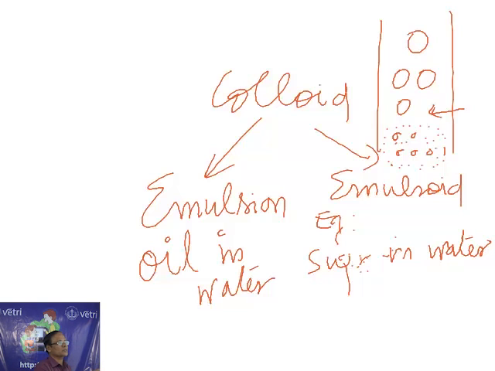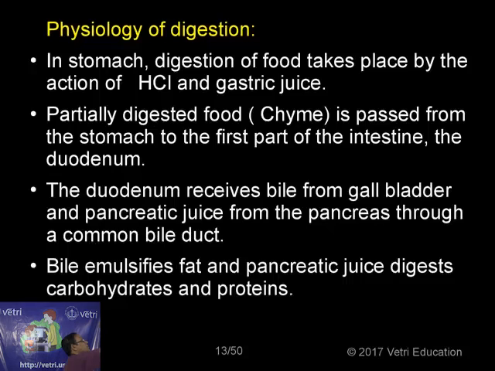Now the oil particles, like the fat globules, are floating in water. So a mixture of oil particle or fat globule plus water is called the emulsion. That emulsion is formed by the action of the bile, hence the word emulsification. So the main function of the bile, it doesn't contain any enzyme, but it helps in the digestion of fat by causing emulsification.